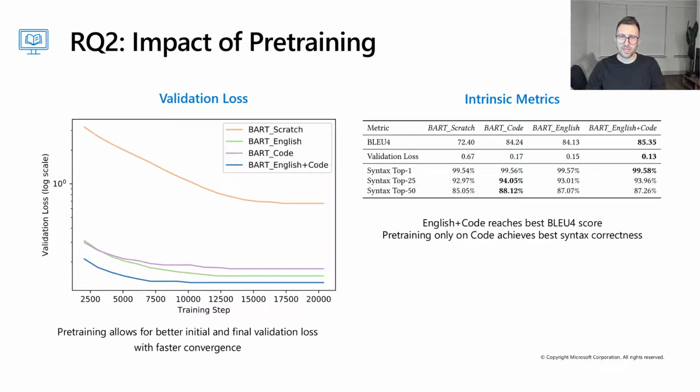Again, the best one is the BART English plus code in blue with both pretraining, while we notice that there is a large loss for the BART Scratch, here depicted with an orange line, which has randomly initialized weights and no pretraining. In terms of intrinsic metrics, we measure the BLEU score and the syntax correctness of the assert statements generated by the model, analyzed with a Java parser for a different number of predictions. We see again that the BART English plus code has the best BLEU score and top 1 syntax correctness, while the BART code has slightly better syntax correctness for different top K values, which makes sense. Overall, we observe a noticeable improvement with either English or code pretraining, with the best performances achieved when both pretraining are combined together.